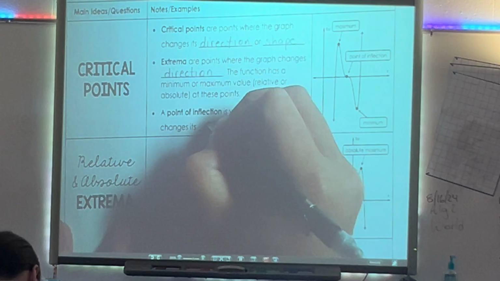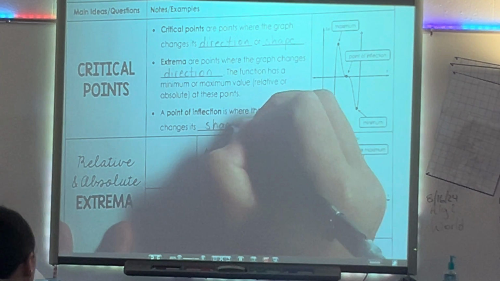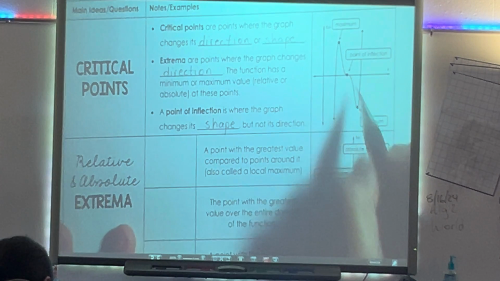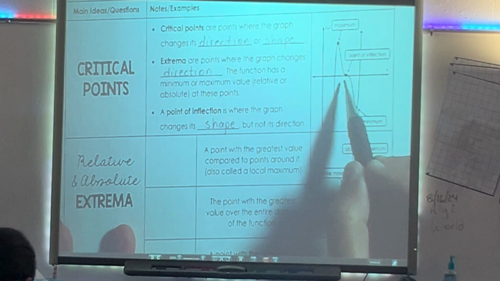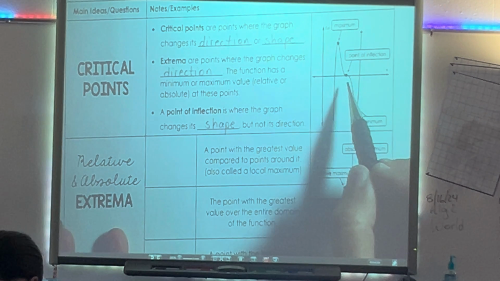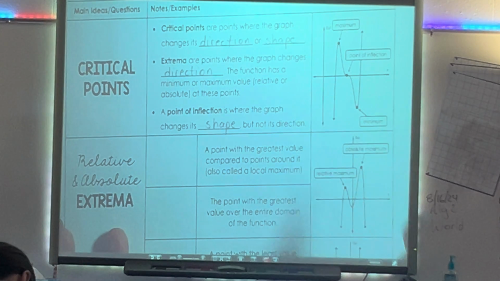Your point of inflection is more of a shape change. So sometimes that point of inflection, like this one right here, we can still be going down, but it's an inflection point because the graph almost turns sideways there. So it doesn't change direction there, it just kind of goes off sideways for a little bit.